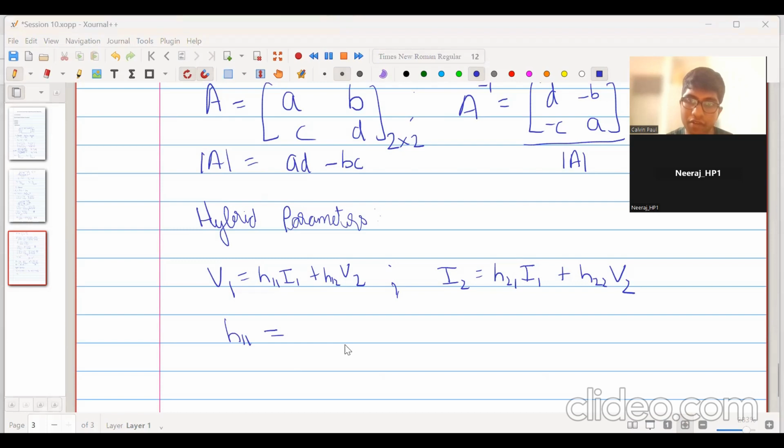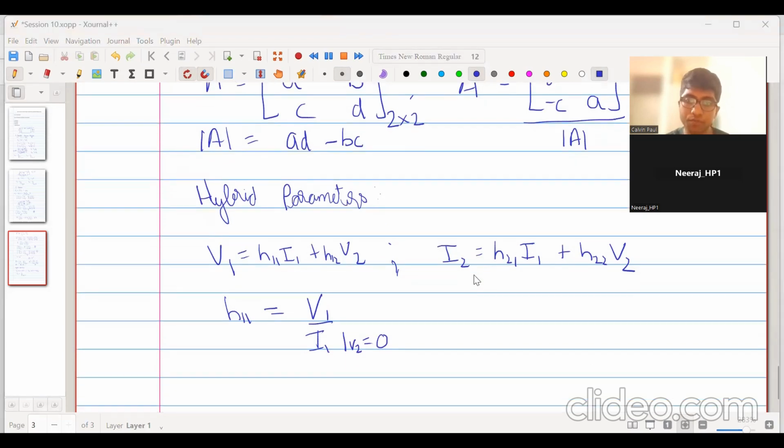Yeah, you're correct. You have to short circuit the output side. So I get H11 equal to V1 upon I1 when V2 is equal to 0, that is, output is short circuited. So what will be the dimension of H11? Yeah, it will be in ohm.